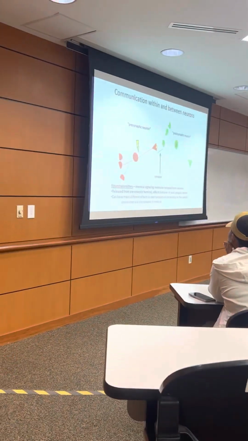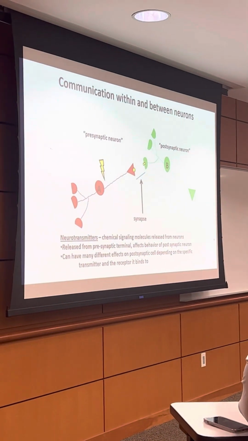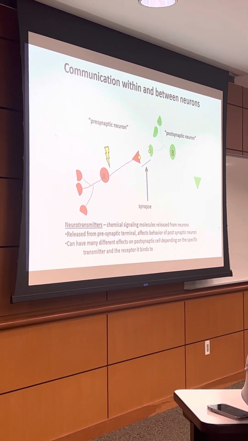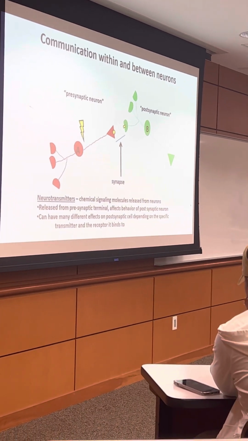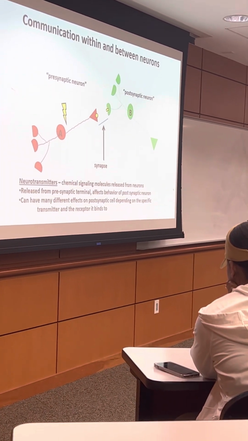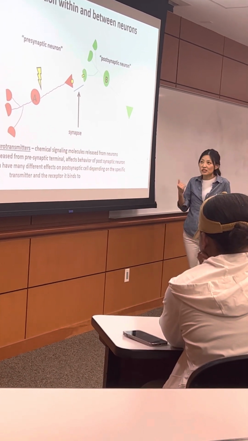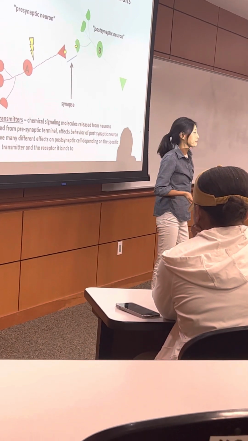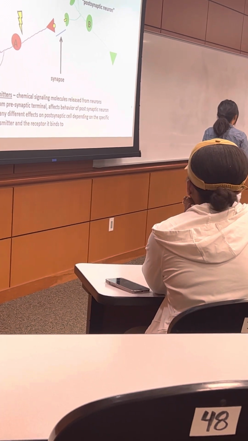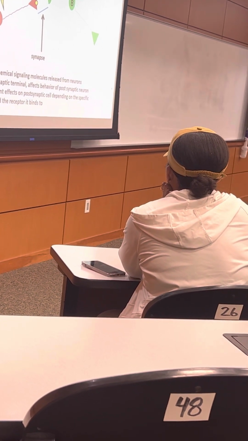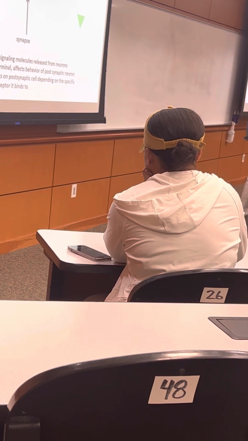So, communication within the neuron is the action potential. Communication between neurons is neurotransmitter release. You need to know what neurotransmitters are. They're a chemical signaling molecule that is released from a neuron that then binds to what? What do neurotransmitters bind to? I heard someone quietly say receptors. Yes, that's correct. Receptors. And if you didn't know that, you need to know that.